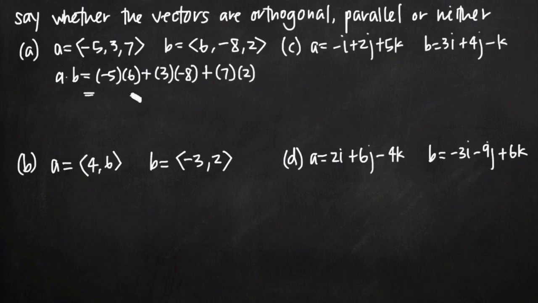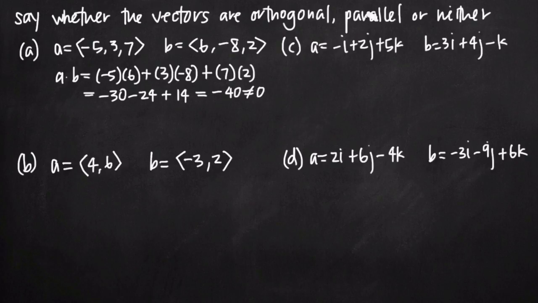If we simplify this, you see that we get -30 minus 24 plus 14, which is going to be equal to -40. Since that does not equal 0, these vectors are not orthogonal. Only if the dot product is equal to 0 can we call the vectors orthogonal. So we know that they're not perpendicular, they're not orthogonal.